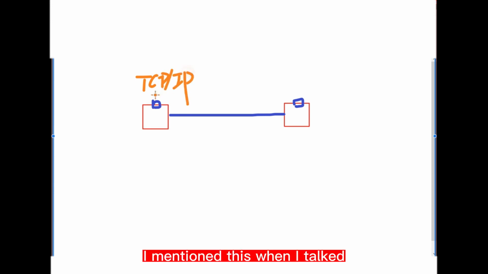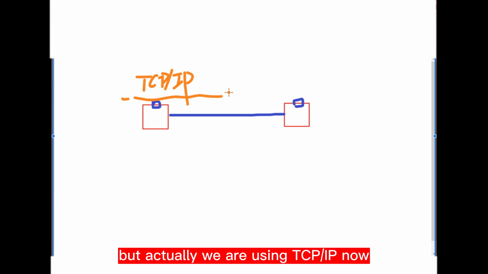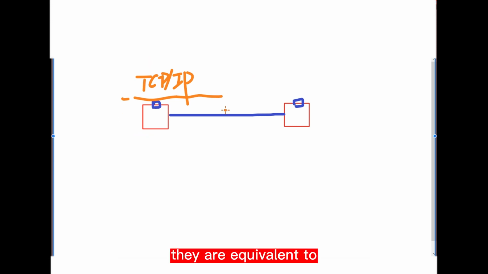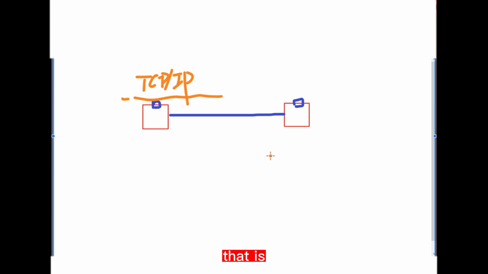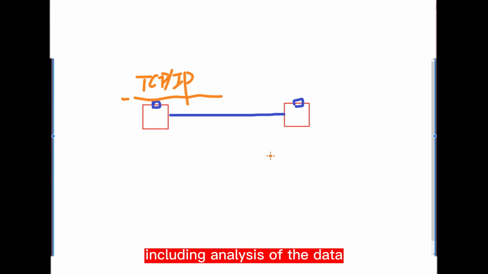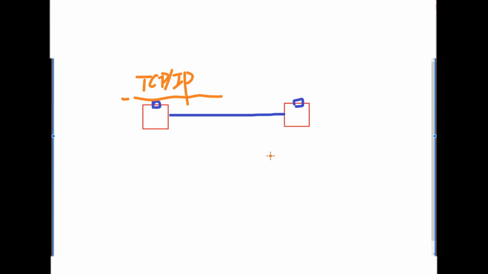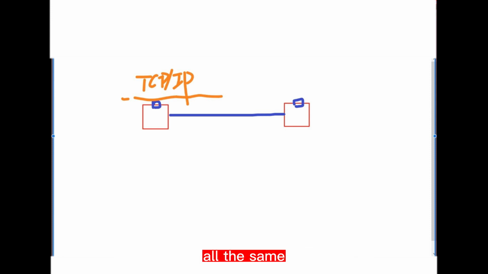That's like the TCP/IP I just mentioned. I mentioned this when I talked about the reference model before. We are talking about OSI, but actually we are using TCP/IP now. They are equivalent to communication language between multiple devices. That is, in the process of realizing the communication, including analysis of the data, addressing, including future addresses. Because the three layers can do addressing, including our control over data traffic. Here's some of what it does.